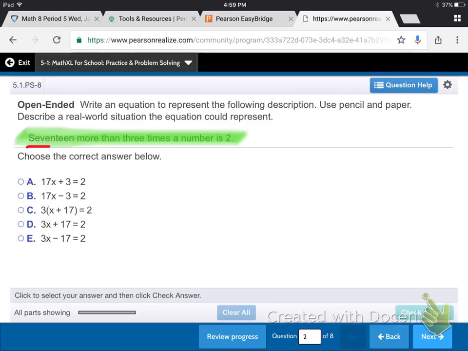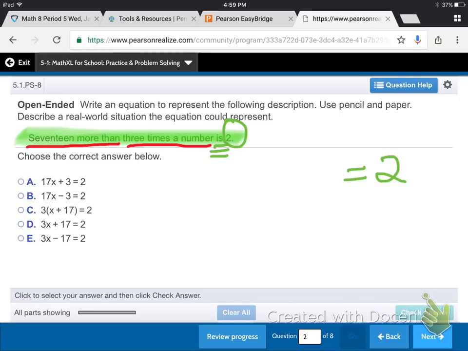It says 17 more than. That means 17 more than something. And what is that something? That something is 3 times a number. Okay? And then we say the word is, those words right there, is, that's the equal sign. And everything is 2. So 2 goes on that side of the equal sign, or the other side, doesn't matter. But whatever it is in red, the underlined parts, that all has to equal 2. So that is 2. Okay?